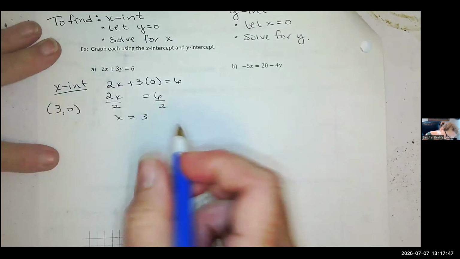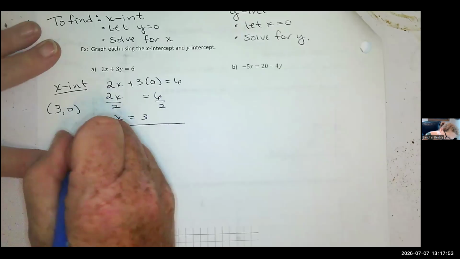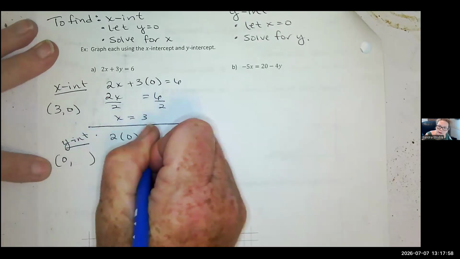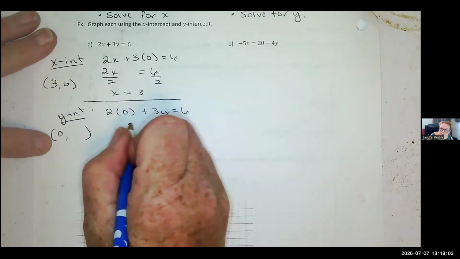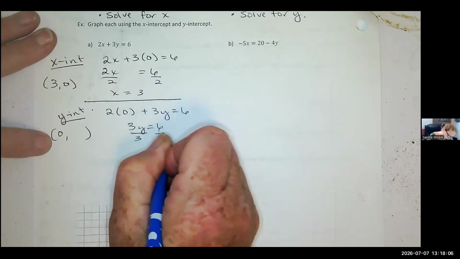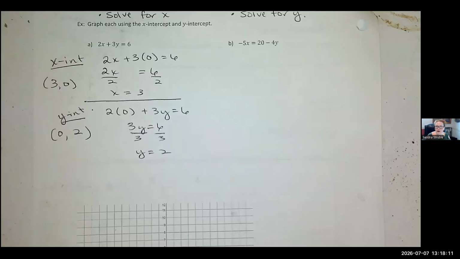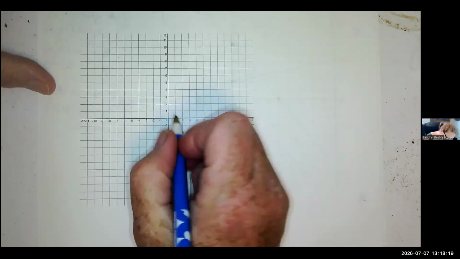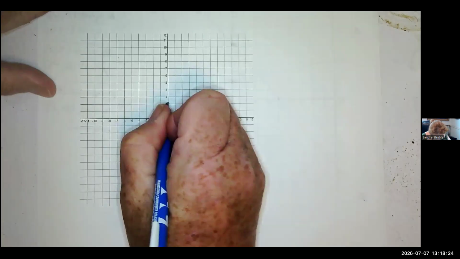Now the next one is to find the y-intercept. We let x equal 0 and solve for y. This becomes 3y equal to 6. Divide both sides by 3, y equals 2. So the y-intercept is 0, 2. Now we're going to graph it, draw our line, and then label it with our original line. So our intercepts are 3, 0 and 0, 2 right here. Let's draw our line.